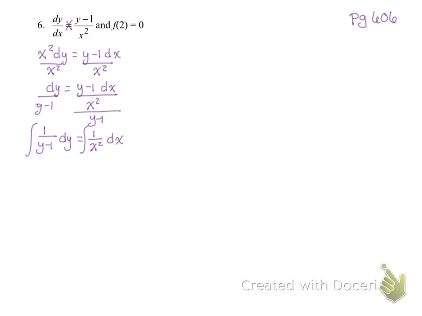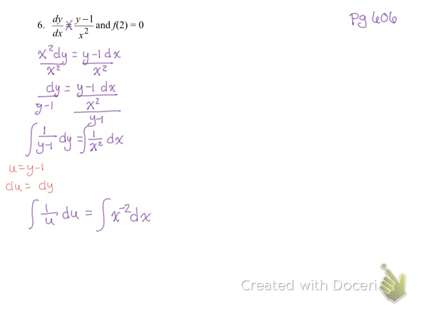Now, if you look at the y portion, you should recognize that you need to use u substitution for that. I would set u equal to y minus 1, which means that du is just dy. This is a fairly straightforward u substitution. So your integral is going to end up being 1 over u du. It's going to equal, and I'm going to rewrite the 1 over x squared as x to the negative second dx.